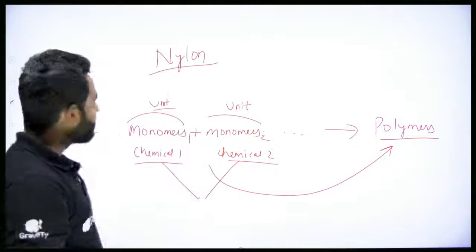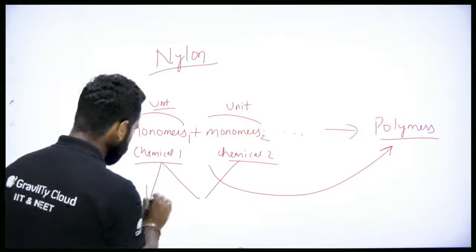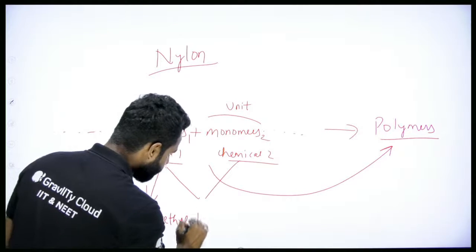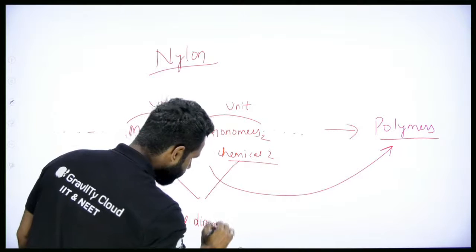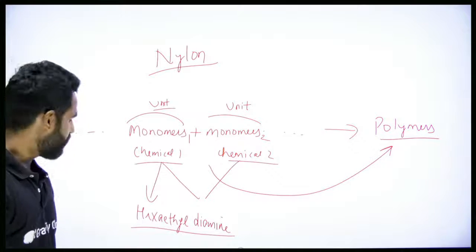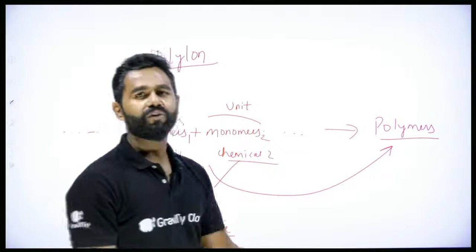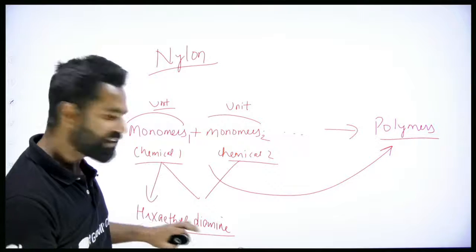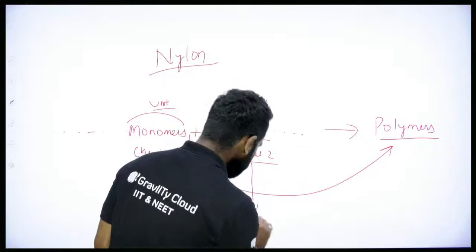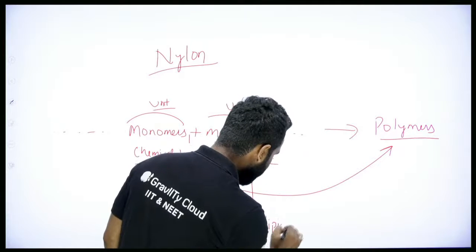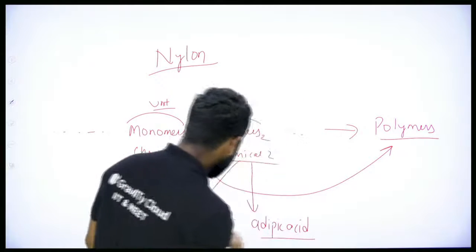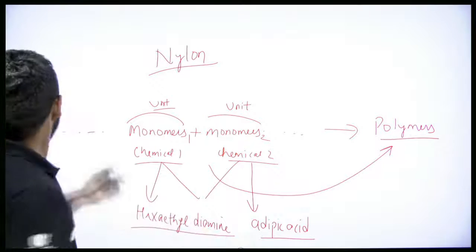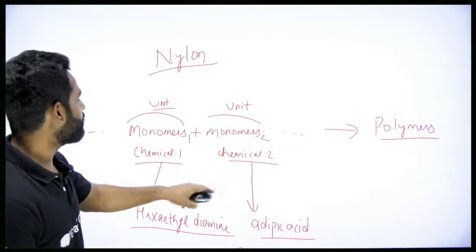what happens? When these two monomers, what are these monomers? They are called hexamethylenediamine and adipic acid. You can remember these names, okay? It's important, because if you remember these names, you can easily give the answers in the papers. So the first monomer is hexamethylenediamine and the second monomer is adipic acid. These two are only chemicals.